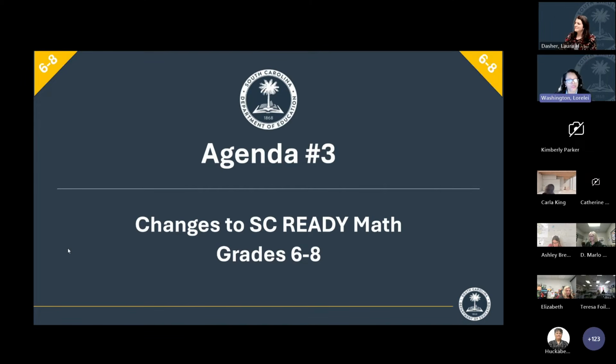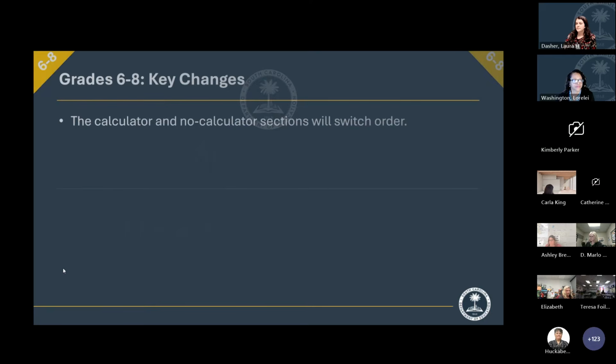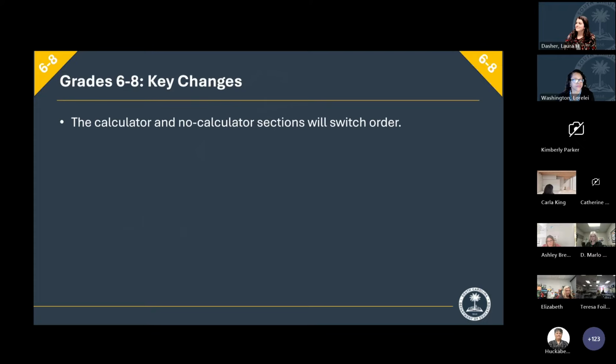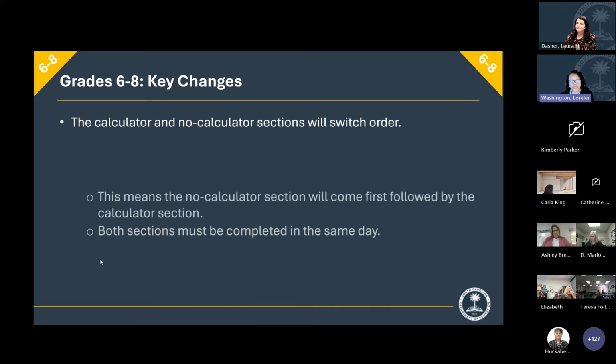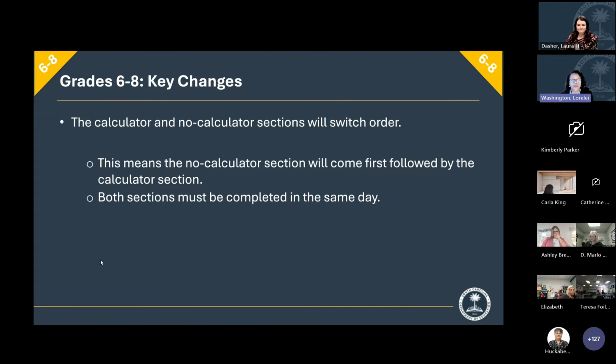All right. I'm going to now talk to you about the changes to the SC Ready Math for grades 6 through 8. For grades 6 through 8, the key changes coming up this year are in the calculator and no calculator sections. The calculator and no calculator sections will switch order. This means the no calculator section will come first, followed by the calculator section. Both sections must be completed in the same day.